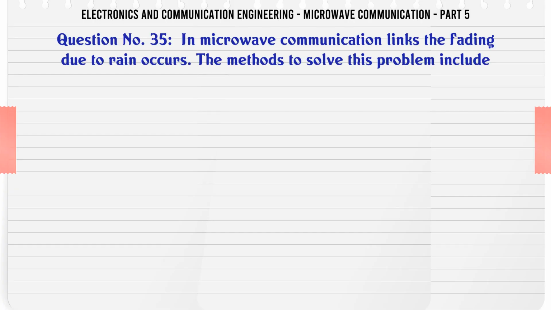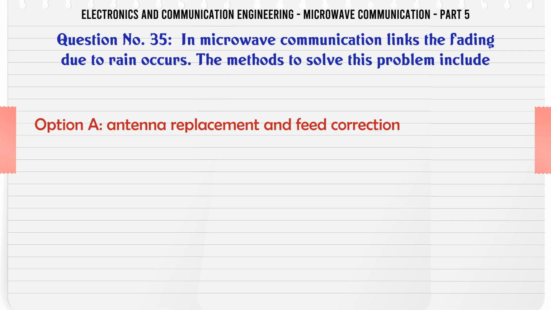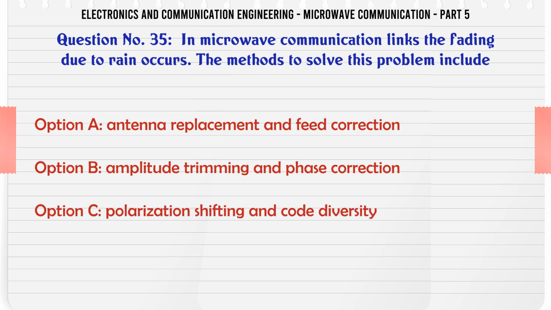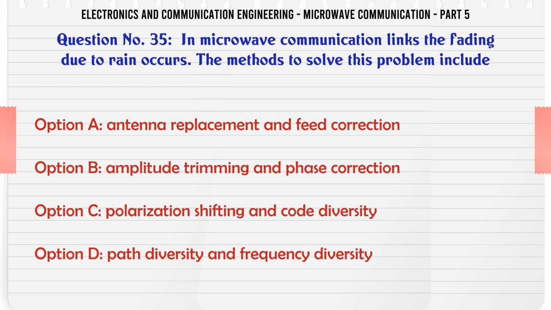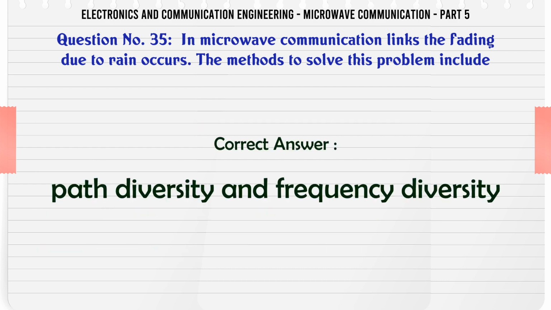In microwave communication links, fading due to rain occurs. The methods to solve this problem include A. antenna replacement and feed correction. B. amplitude trimming and phase correction. C. polarization shifting and code diversity. D. path diversity and frequency diversity. The correct answer is path diversity and frequency diversity.